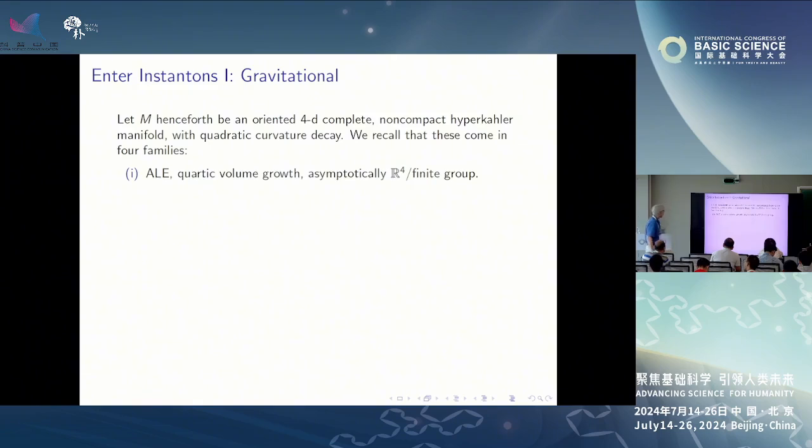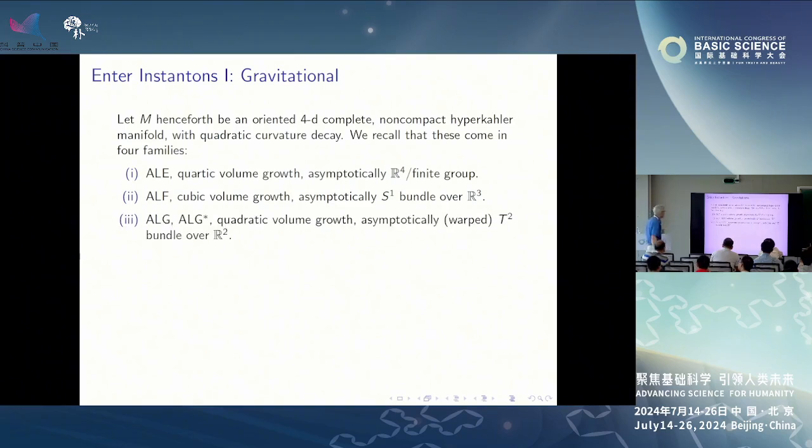All right, so let's recall that these gravitational instantons come in four families. The first family are the ALE spaces, asymptotically locally Euclidean, and they have quartic volume growth, and they're asymptotically of the form R^4 mod out by a finite group. So pretty easy to understand. The next family, the one that I'm going to talk about today, are the asymptotically locally flat, or ALF, gravitational instantons. Those have cubic volume growth, and they're asymptotically of the form of an S^1 bundle over R^3, or maybe a finite quotient of the same.